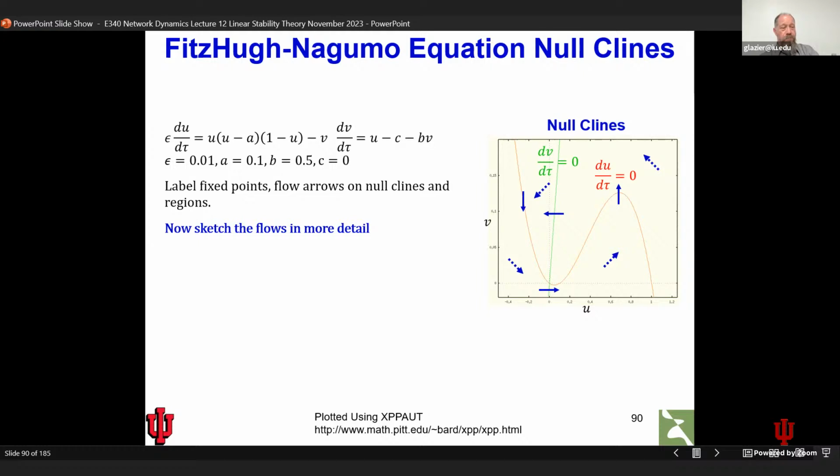But in this case, the V dot nullcline is a steep line cutting along the middle. The U dot nullcline is a sigmoid, a cubic. And that one, the FitzHugh-Nagumo, is a particularly interesting one because that's actually an equation that's used to explain how neurons behave.